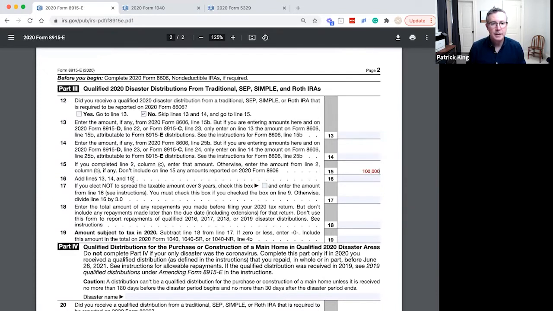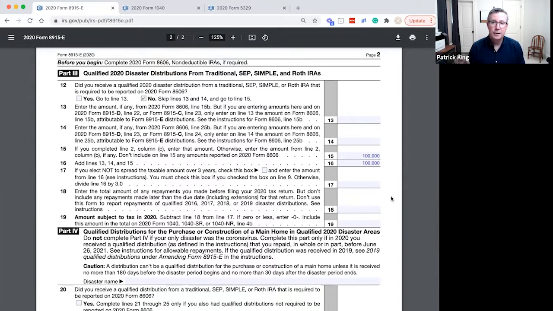So 16, add lines 13, 14, and 15. So if you had 8606 reporting, that would be here. And then anything on top of that would go in line 15. Line 16 just adds it all up. That's your total IRA withdrawals from 2020, line 16, essentially. So there you go, or the total that are allowed to go with all the benefits according to the CARES Act. Line 17, if you elect not to spread the taxable amount over 3 years, check this box.